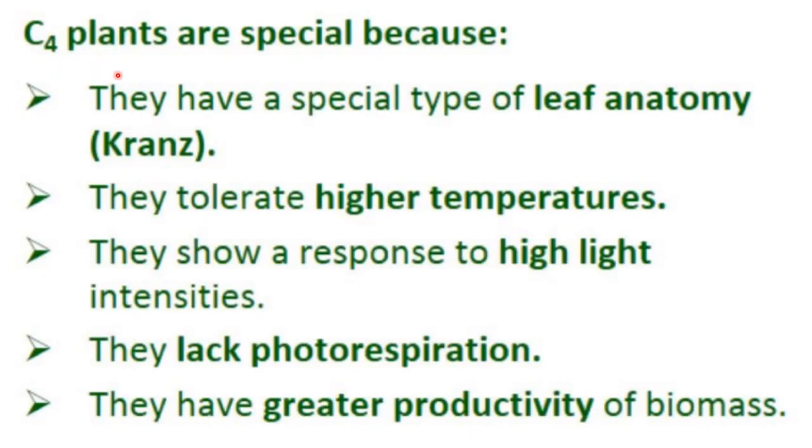Now we say that C4 plants are special because, first, they have a special type of leaf anatomy called Kranz anatomy, a wreath of large size cells found only in these C4 plants. Second, they can tolerate high temperatures. Third, they show a response to high light intensities. Fourth, they lack photorespiration, which we will talk about. In C4 plants it doesn't occur. They have greater productivity of biomass. So these are special features of C4 plants.